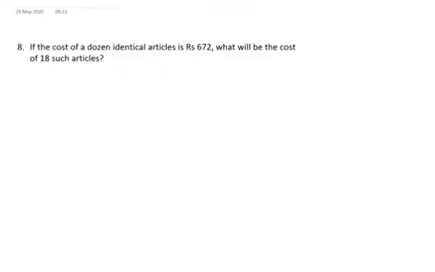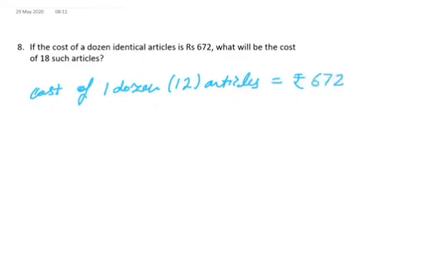But look at the next question. It says if the cost of a dozen identical articles is rupees 672, what will be the cost of 18 such articles? So you are given the cost of 1 dozen articles, which is 672. So write cost of 1 dozen, or you can write in bracket 12, because 1 dozen means 12. So cost of 1 dozen articles is equal to rupees 672. What will be the cost of 18 such articles?